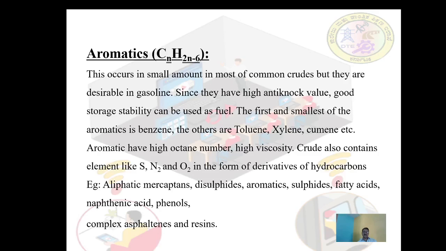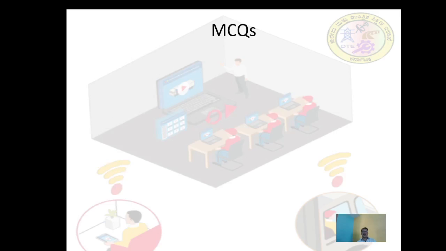Crudes also contain elements like sulfur, nitrogen, and oxygen in the form of derivatives of hydrocarbons. For example, aliphatic mercaptans, disulfides, aromatic sulfides, fatty acids, naphthenic acid, phenols, complex asphaltenes, and resins. So these are the various different compositions of the crude petroleum. Next, we will see the MCQs, multiple choice questions.